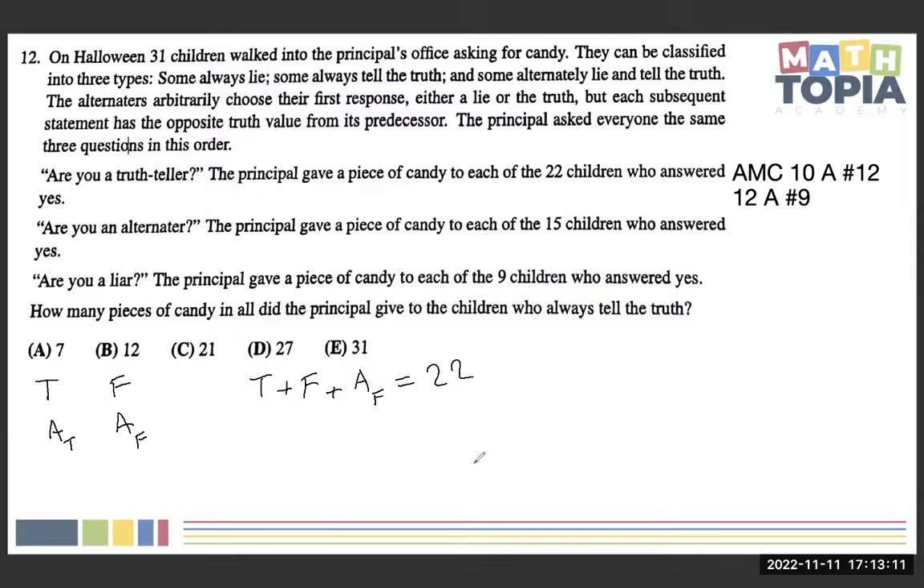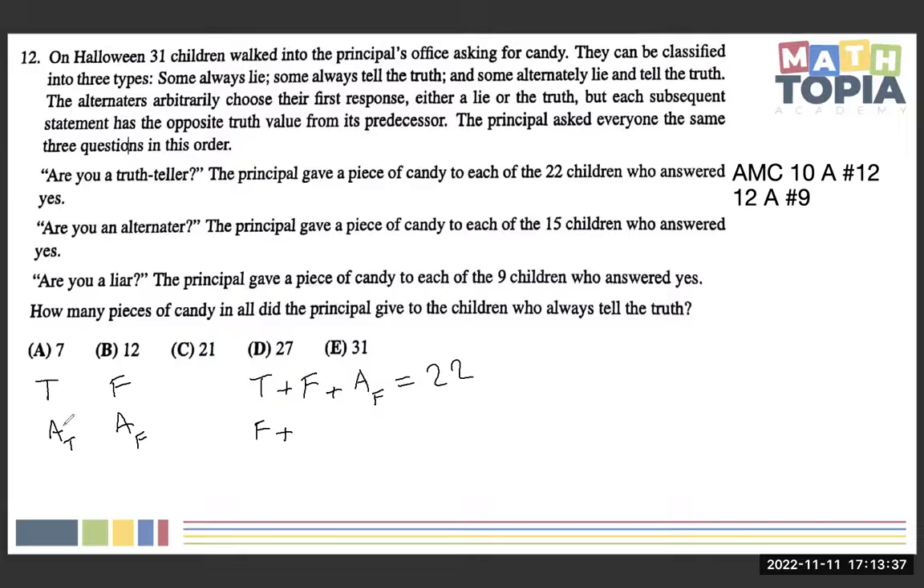Are you an alternator? Apparently 15 children answered yes. Okay, who would answer yes to this question? Well, the truth tellers wouldn't, because they are going to tell the truth. They're going to be like, no, I'm not. I'm a truth teller. What about the people who lie? Well, the children who lie, they're going to say yes, because they aren't alternators and they want to lie. So they're going to lie by saying that they are alternators.